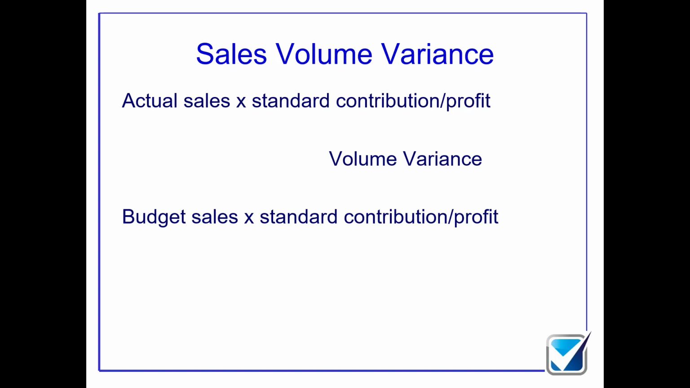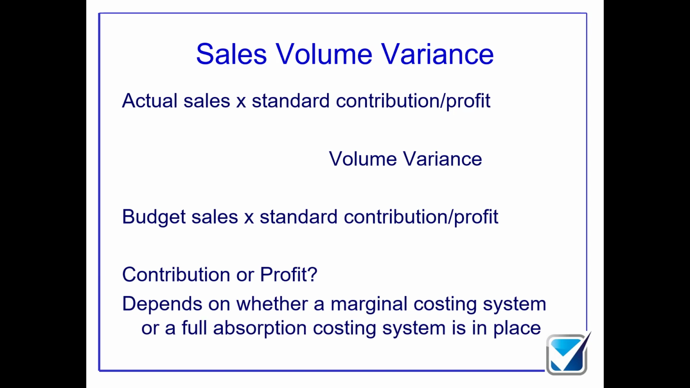Standard contribution or profit, which one should we use? It depends upon the type of costing mechanism that you have. If you're using a marginal costing system, I use standard contribution, which will come straight from the standard cost card. If I'm using a full or absorption costing system, I will use the profit figure at the bottom, which again will come from the standard cost card. So both of these figures will come from the standard cost card. The way the standard cost card is drafted up will give you a huge clue as to whether you should use contribution or profit. If there's an OAR in there, then you've got to use profit.